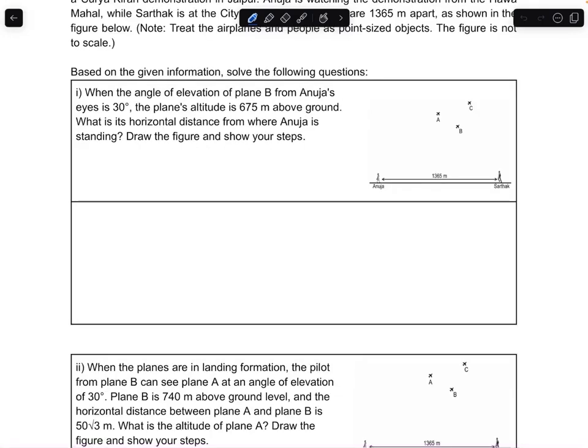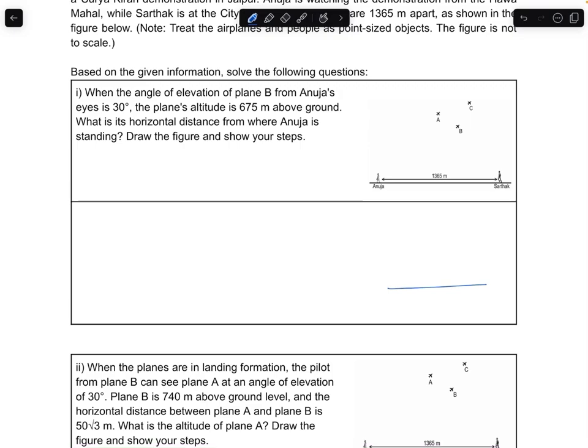Question 1. When the angle of elevation of plane B from Anuja's eyes is 30°, the plane's altitude is 675 meters above the ground. What is its horizontal distance from where Anuja is standing? Draw the figure and show your steps.